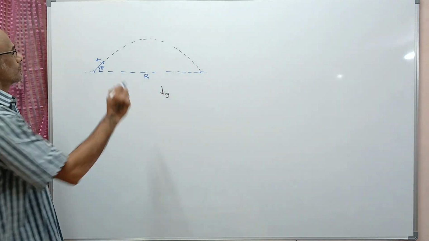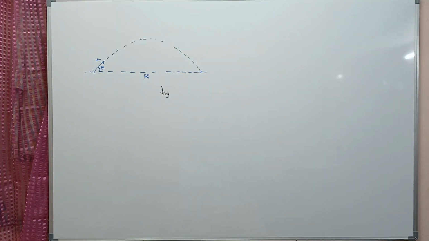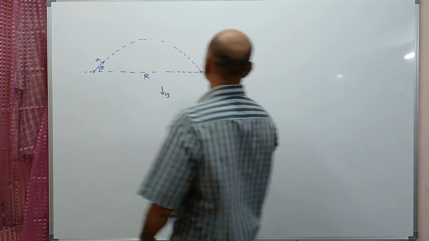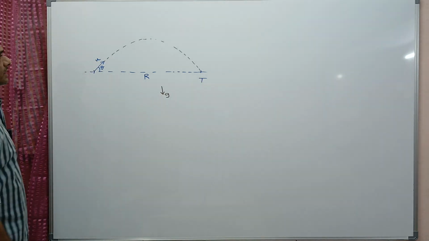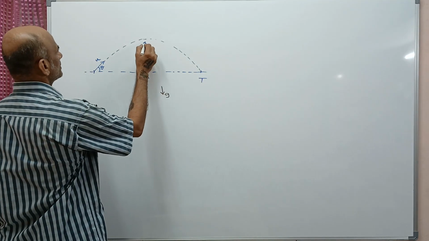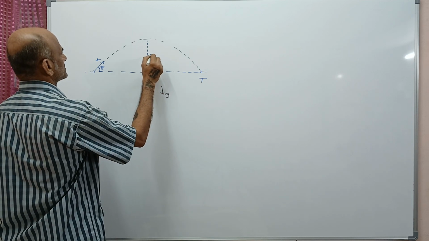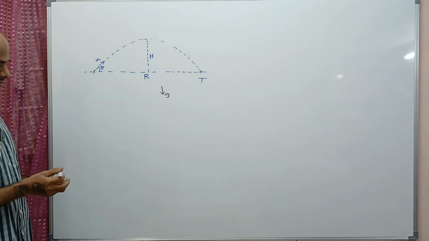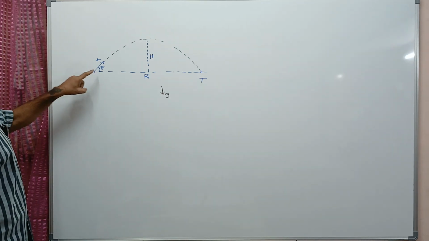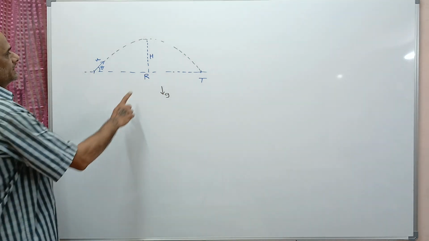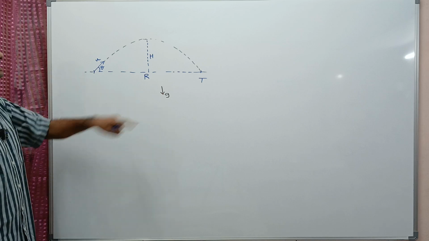And the time it takes to go from here to here is the flight time, capital T, and it reaches the maximum height in the middle, and this height can be represented as capital H. So given the initial conditions, the velocity of projection u and the angle theta, we can find the range, time of flight, and the maximum height attained in terms of u, theta, and g.